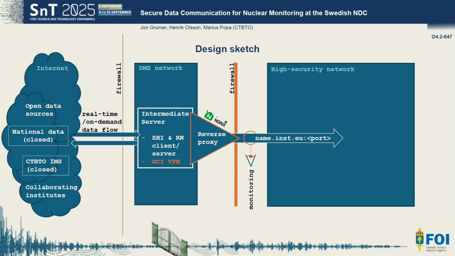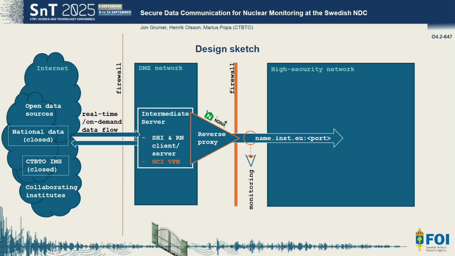And then you set up this reverse proxy on this server, collect all the data into this, and stream it through as locked-down a firewall as you can through this single proxy. I just put name institute.eu, and then you have ports. So you can say you have 20 different SeedLink streams. You can have them at the different ports.